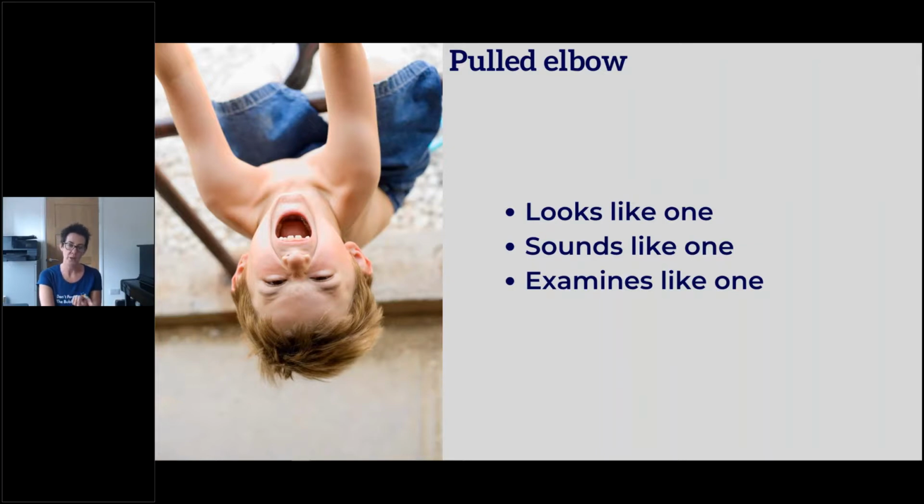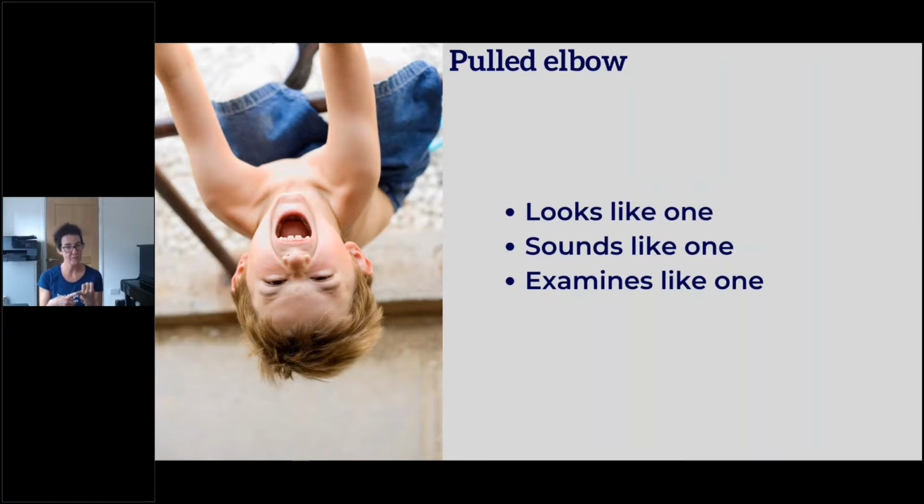And what we're trying to do when we reduce the pulled elbow is to get it back into the right position. On an X-ray, it's going to look normal. So there's really no value in doing an X-ray if you're convinced about the mechanism. So really, history is really important. Then when you examine the child, it should look like a pulled elbow.